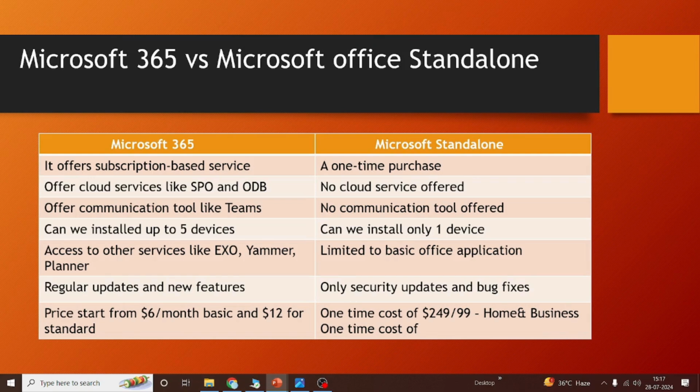On the other side, the one-time cost of Home and Business is going to cost you $249. And again, it depends upon which version you go for, because they offer Home and Business, Home and Pro, and just Home. So depending upon your requirement, you can go for it. Now, the problem here is, somebody may think, okay, I'll pay 249, but I'm okay for at least 5 to 6 years.